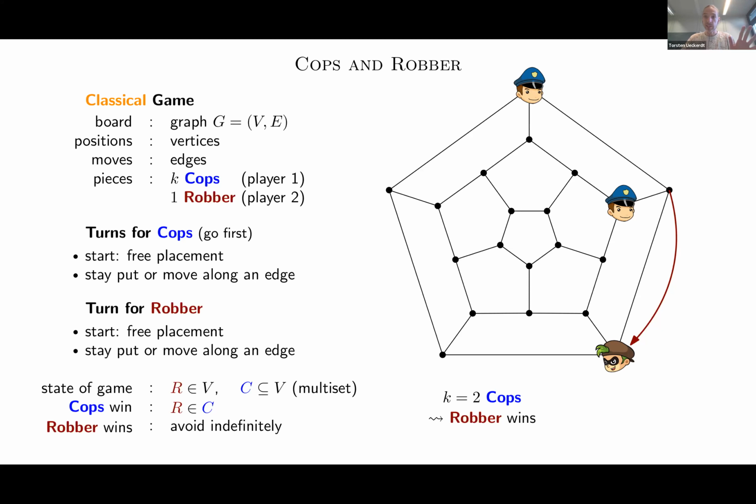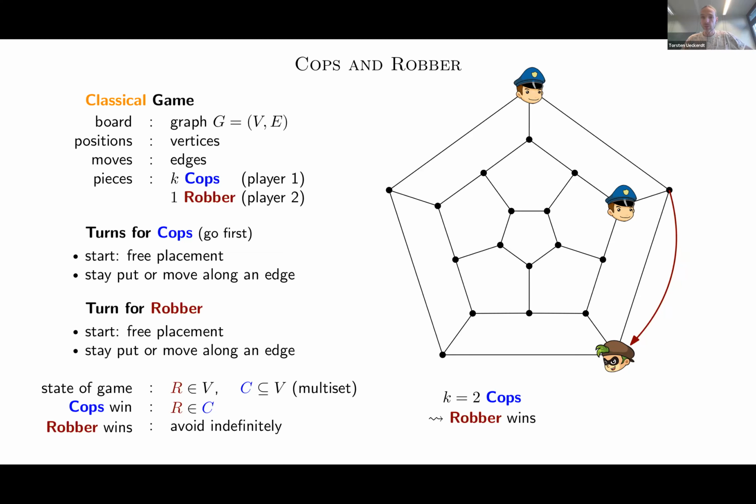So under perfect play, for a given graph and a given k, there's always exactly one answer. Either the cops win or the robber wins. And in this particular graph, with this particular k equal to 2, it's a robber win.